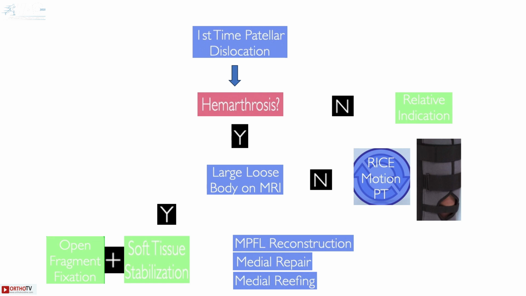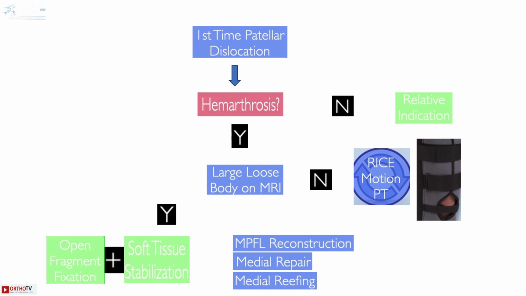So we'll start with the first-time dislocation. If there is hemarthrosis, we need to take an MRI to find large loose bodies, sometimes large cartilaginous loose bodies which cannot be seen on the radiograph. An MRI is indicated in these cases. And if there is a large loose body, you need to repair or fix it and do a soft tissue stabilization.